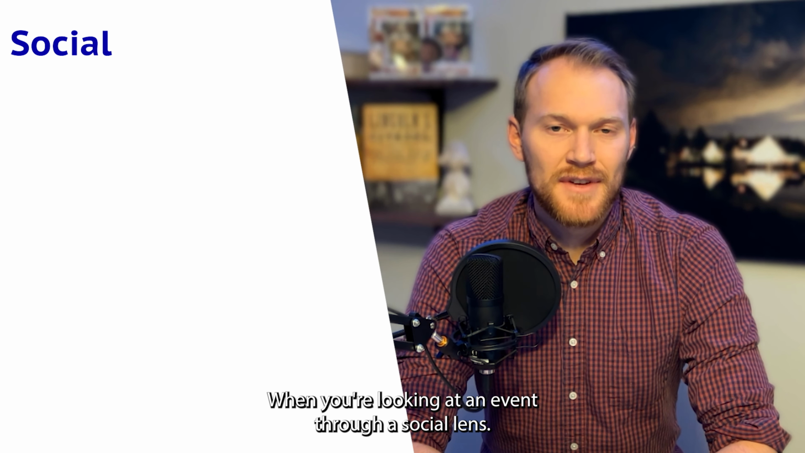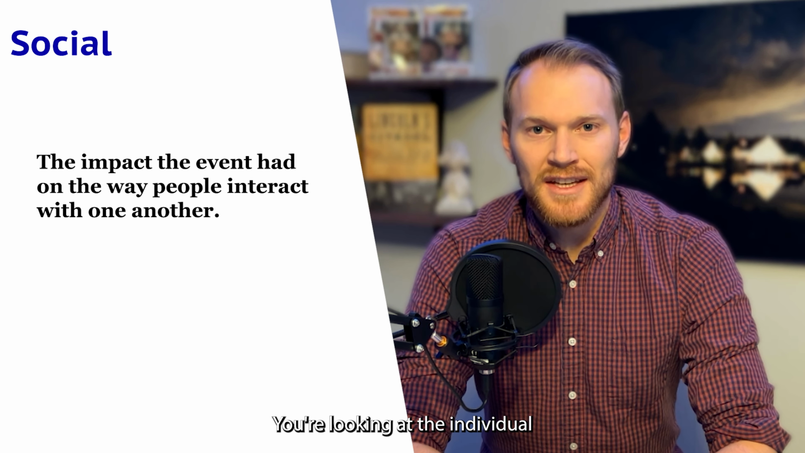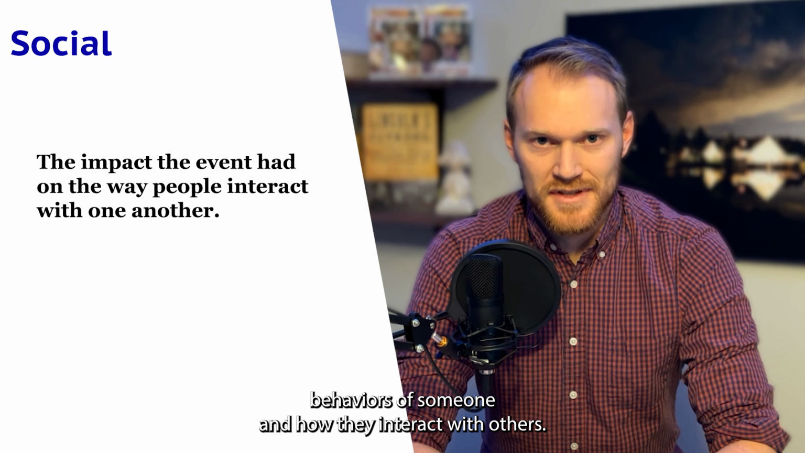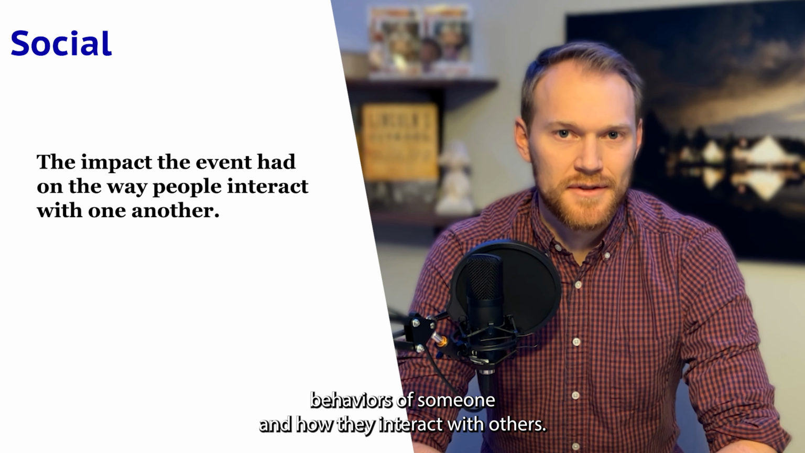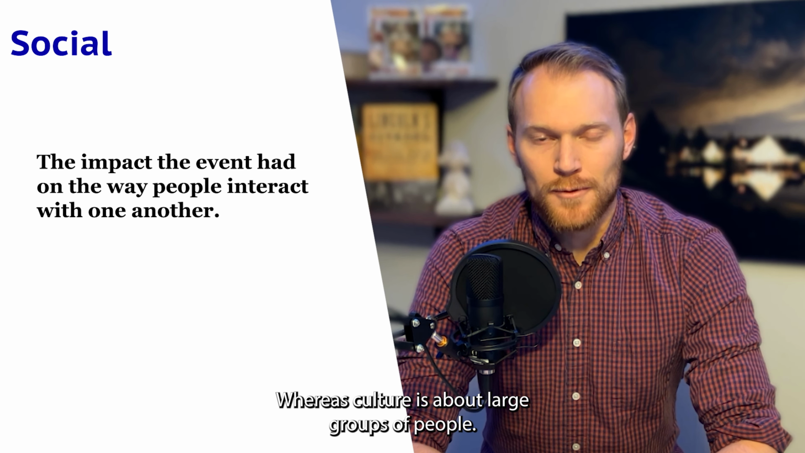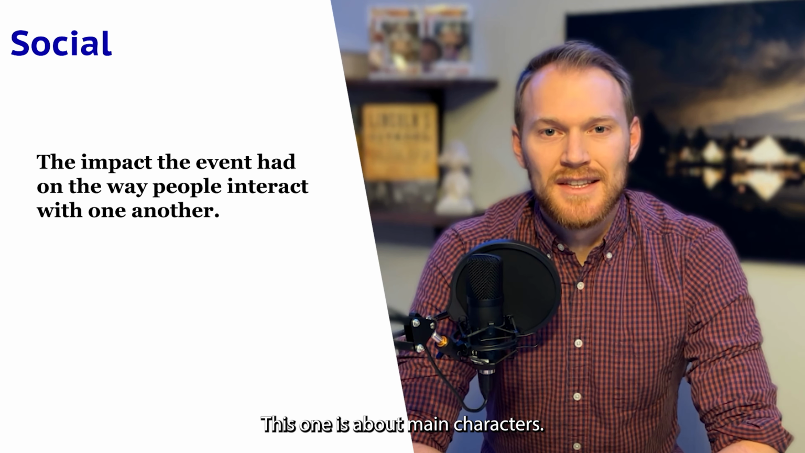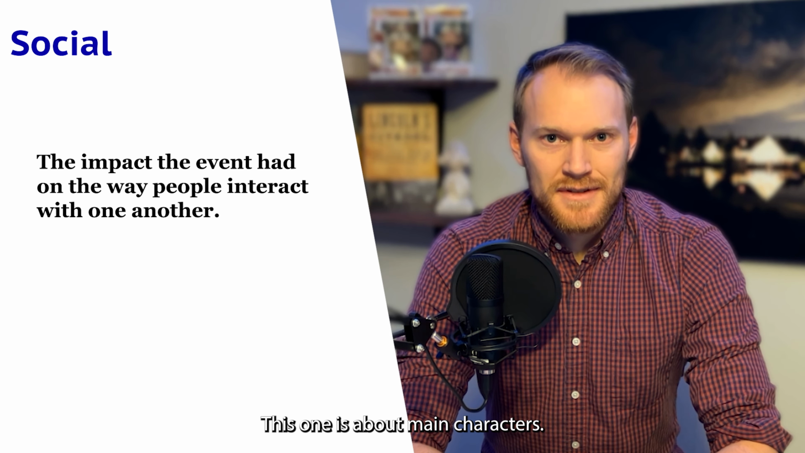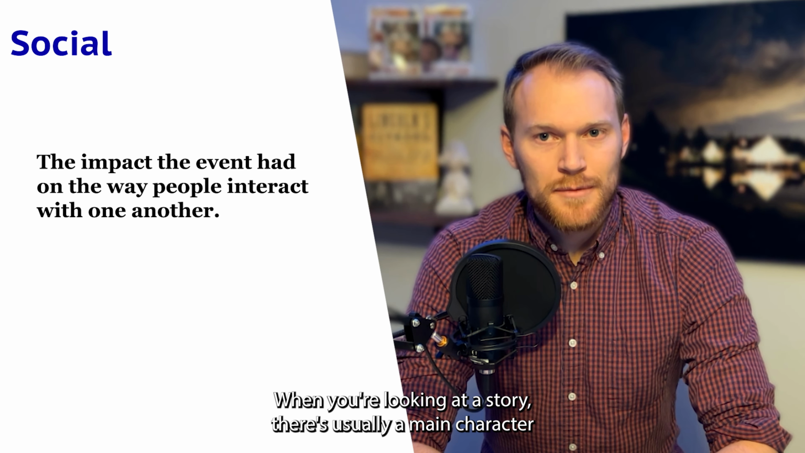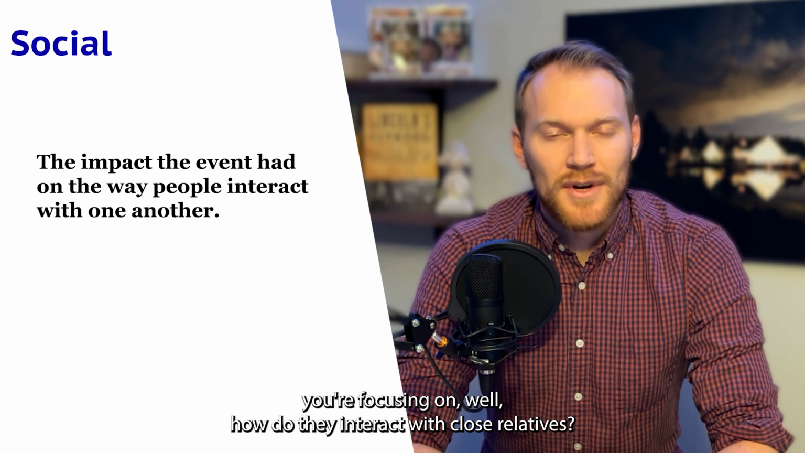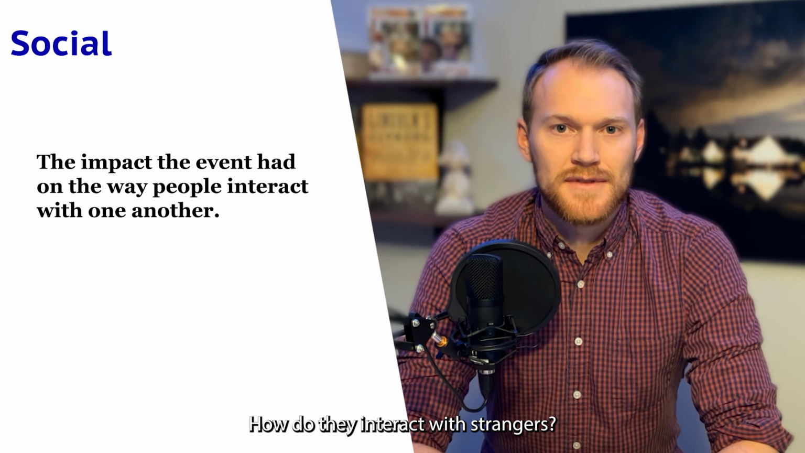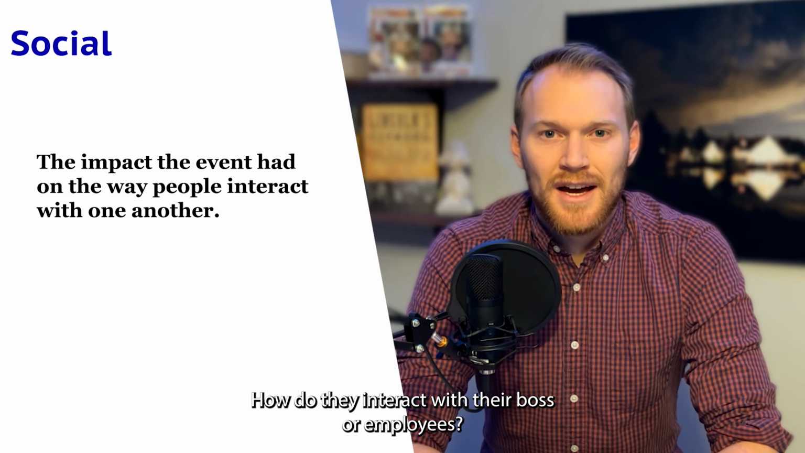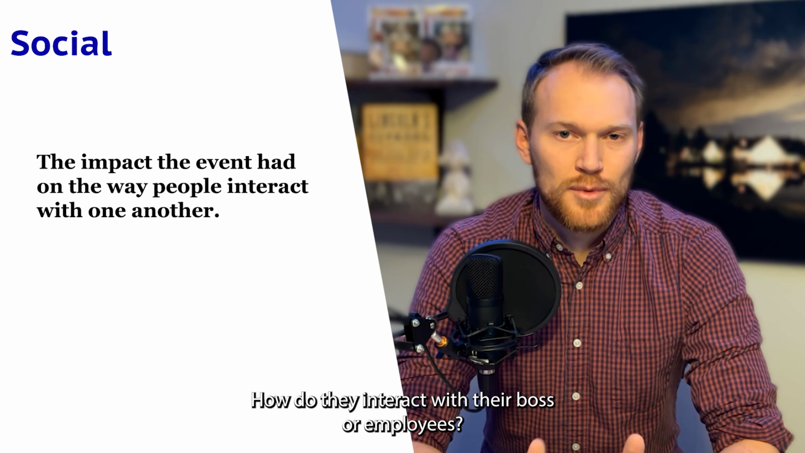When you're looking at an event through a social lens, you're looking at the individual behaviors of someone and how they interact with others. Whereas culture is about large groups of people, this one is about main characters. When you're looking at a story, there's usually a main character you're focusing on. Well, how do they interact with close relatives? How do they interact with strangers? How do they interact with their boss or employees?